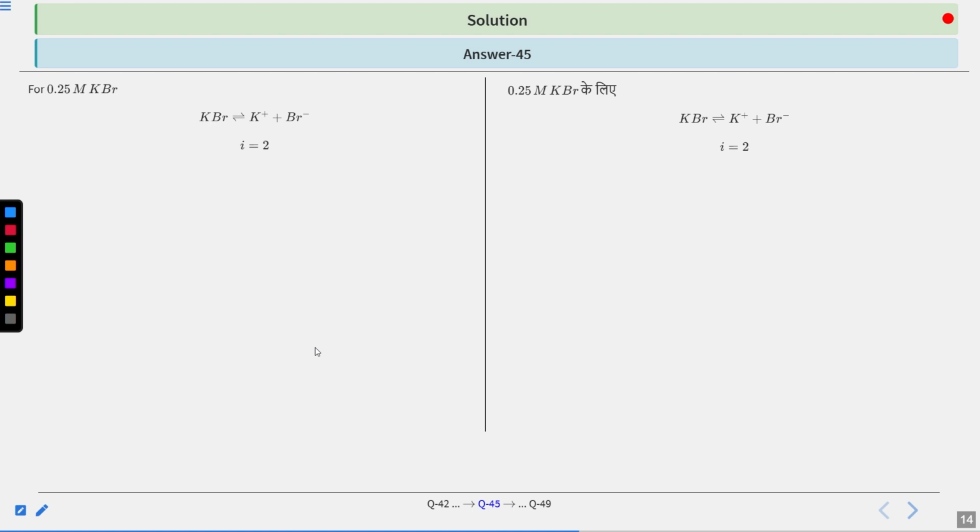Next question, for a 0.25 molar KBr, it will be dissociated to potassium plus and bromide minus. So the i value will be 2 according to this equation, one for this and one for this. Now what will be the value of pi? It will be 2 into 0.25 into RT, which is 0.5 RT, right?